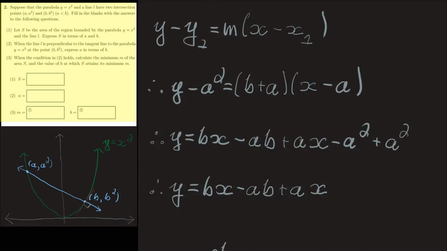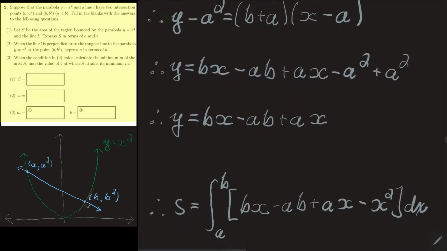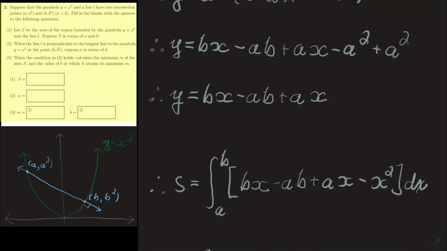So y1 is a squared, and x1 is a. And so if you take this, expand it, and then simplify, you find that the equation of the line is y equals bx minus ab plus ax. So now our integral looks like this.